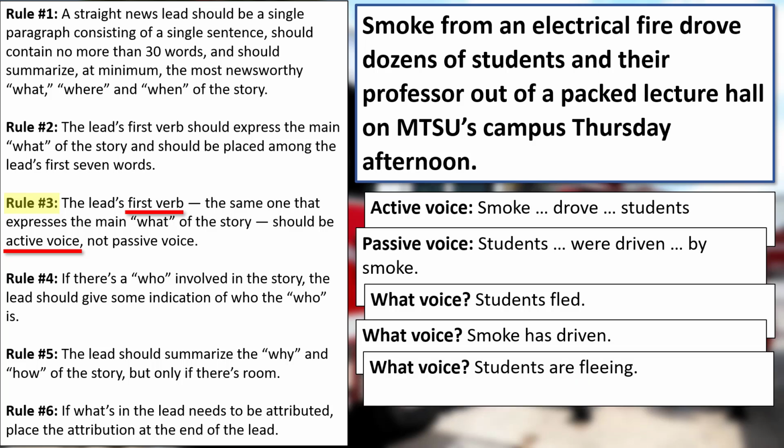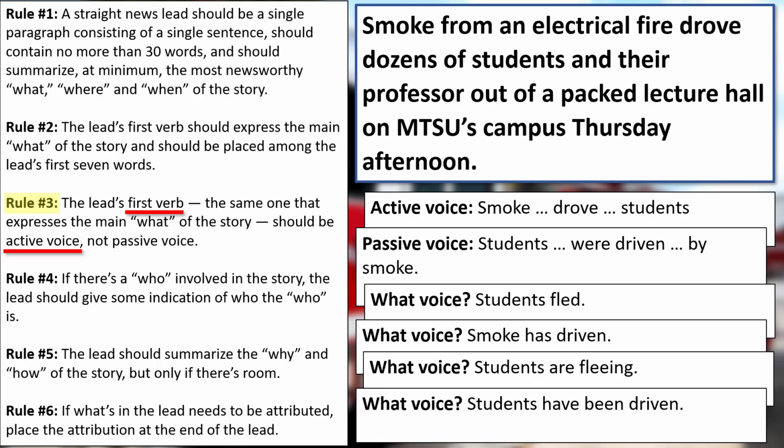Smoke has driven, in this case, students out of the room where the fire was. How about this one? "Students are fleeing." What do you think? Active voice or passive voice? Well, again, this is active voice. The verb is "are fleeing," and the subject is students. And the verb is indicating that students are doing something. They are fleeing. They aren't having something done to them. They aren't being made to flee or something like that. They are actually fleeing. They're taking action.